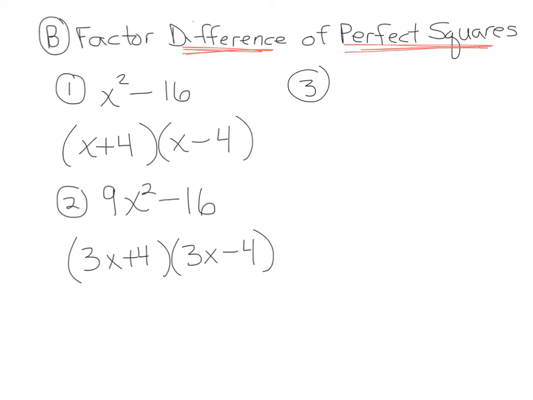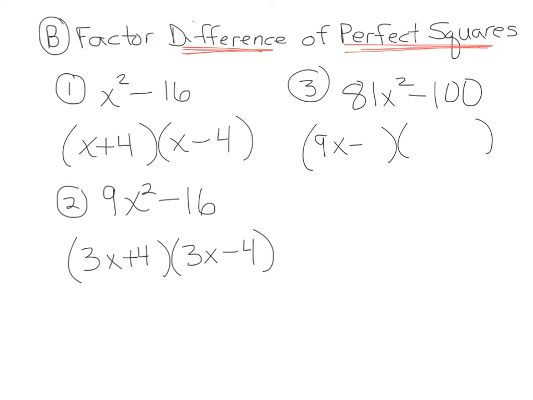Oh, let's go with 81x squared minus 100. Okay, it's a difference. And are these perfect squares? Yep, because 9 times 9 is 81. X times x is x squared. And 10 times itself, 10 times 10 is 100. Great. We can go right to the two binomials.